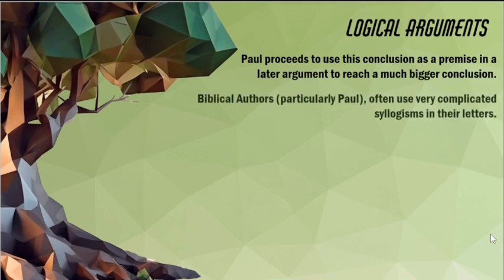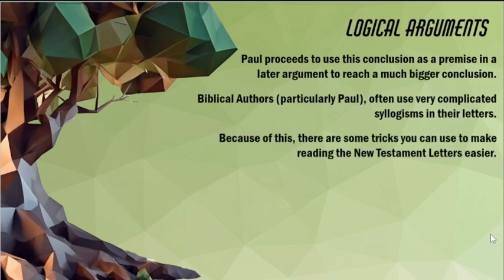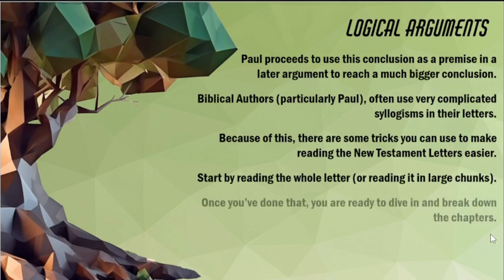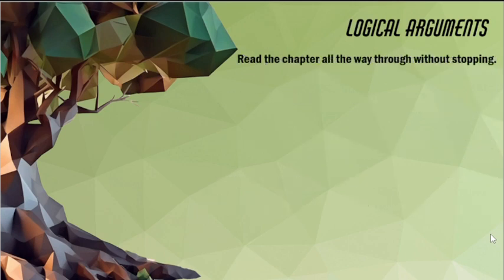Biblical authors, particularly Paul, often use very complicated syllogisms in their letters. And so because of this, there are some tricks that you can use to make reading the New Testament easier. And so understand that it is complicated. We looked at a simple example here. Start by reading the whole letter, or reading it in large chunks, like I said. Once you've done that, you're ready to dive in and break down the chapters. Read the chapter all the way through without stopping.